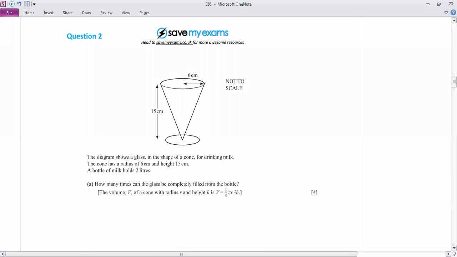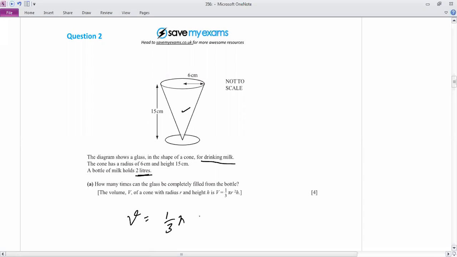The diagram shows a glass in the shape of a cone for drinking milk. The cone has a radius 6 and height 15. A bottle of milk holds 2 liters, meaning the available volume with us is 2 liters. How many times can the glass be filled from the bottle? First you should get the volume of this cone.